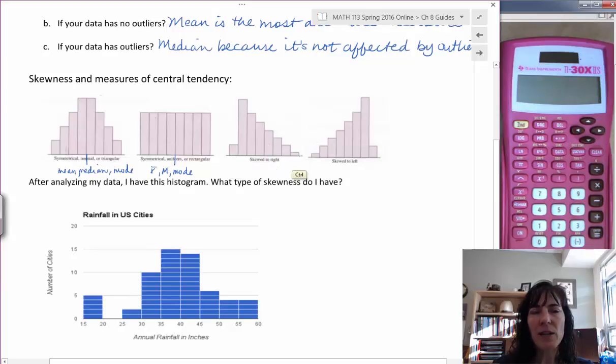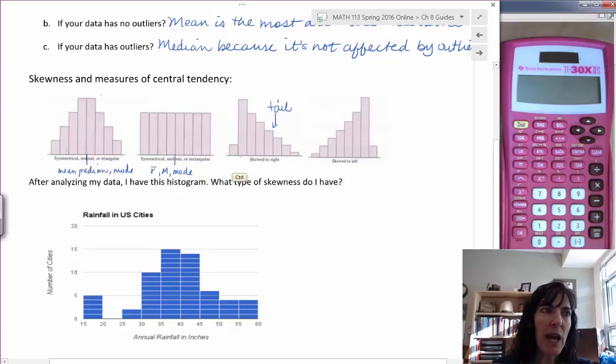If our data is skewed to the right, what it means is our histogram will have this kind of shape where there's a tail going off to the right end of the data. So that's the tail. And we call these skewed shapes by the tail. So if the tail is to the right, it's skewed to the right.